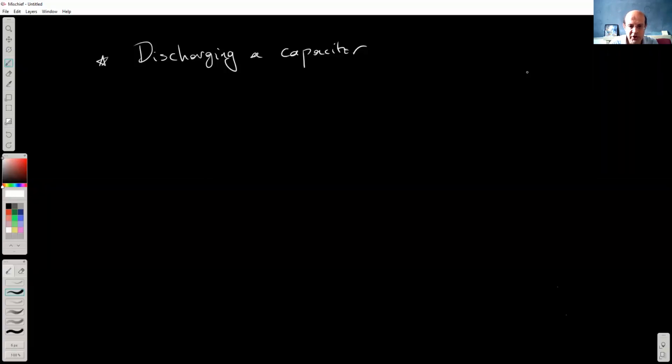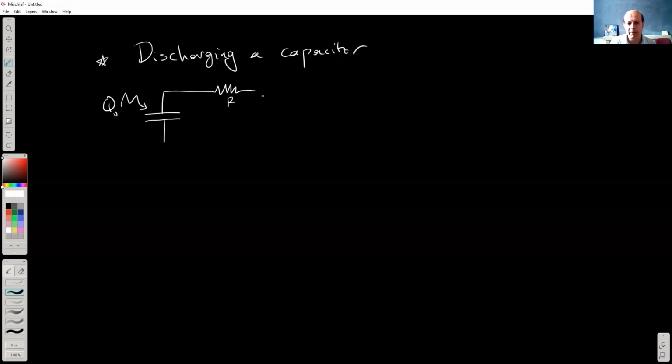Okay, discharging a capacitor. Some capacitor is charged and somehow there is an initial charge in here. So let's say it like this. It has an initial charge in here. And then somehow somebody connected the two plates of the capacitor with a wire. And so therefore the capacitor started to discharge.